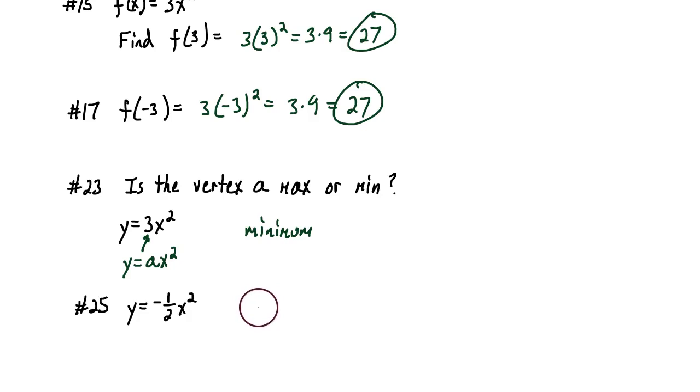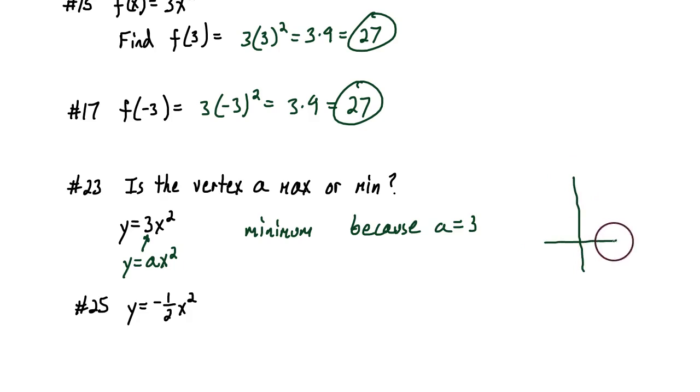The reason why the vertex is a minimum is because the value of a is positive. If we were to graph this, what would happen is that there'd be a vertex right here, and then we would have a parabola shape where the left side branch looks exactly the same as the right side branch. That vertex dot is the lowest point on the graph. Because it's the lowest point, it's called a minimum.